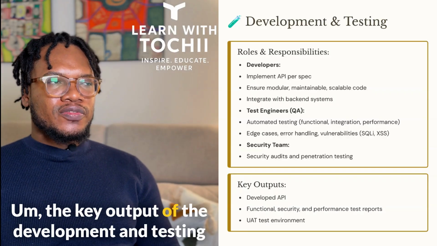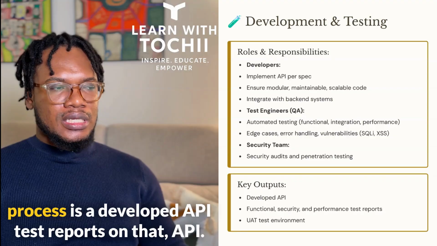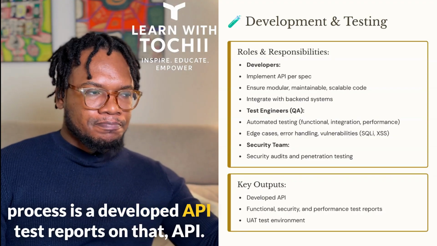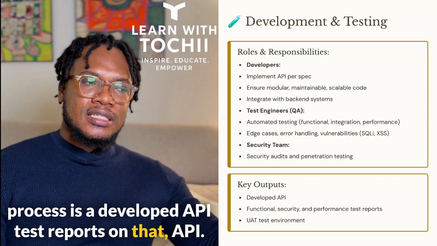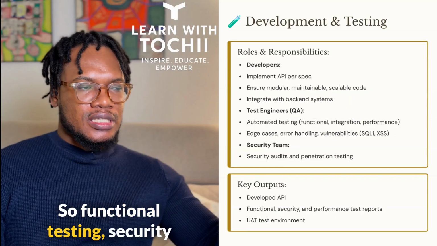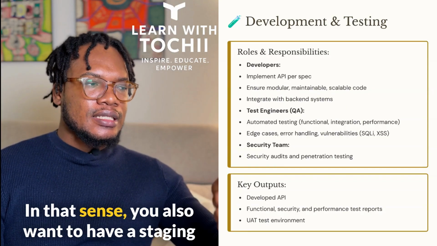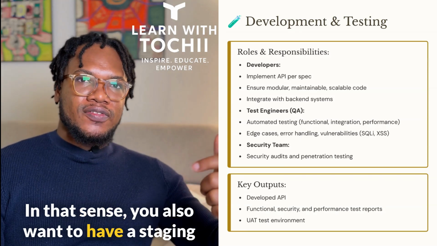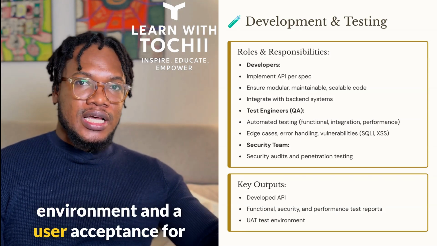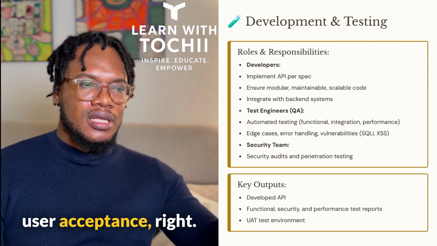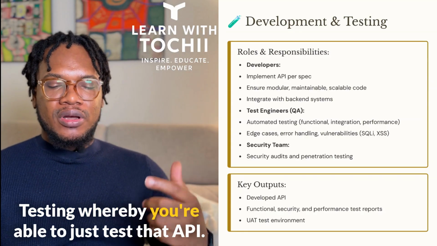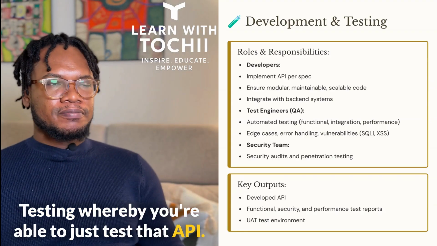The key output of the development and testing process is a developed API, and test reports on that API. So functional testing, security testing, performance testing, load testing in that sense. You also want to have a staging environment and user acceptance testing, whereby you are able to just test that API.